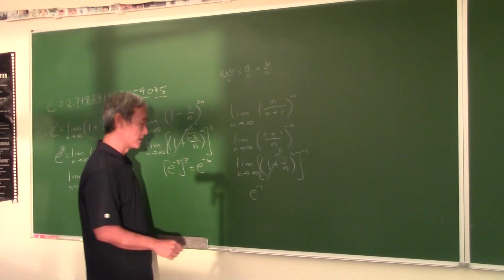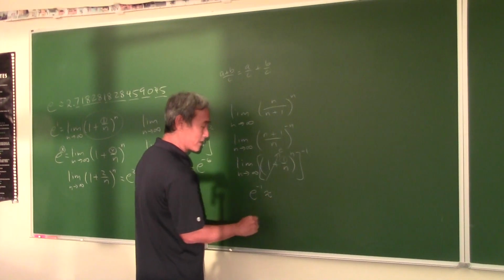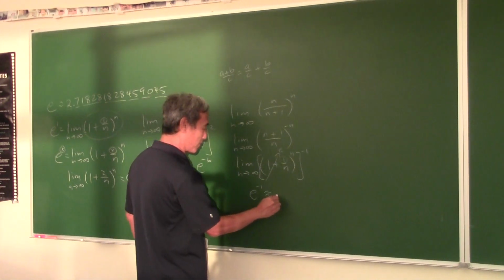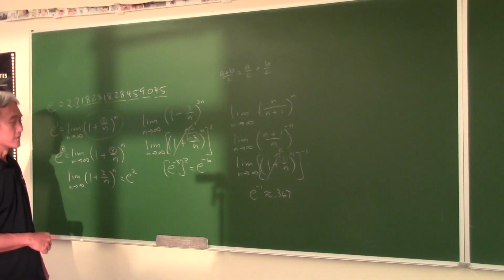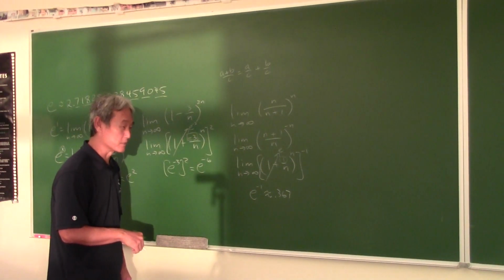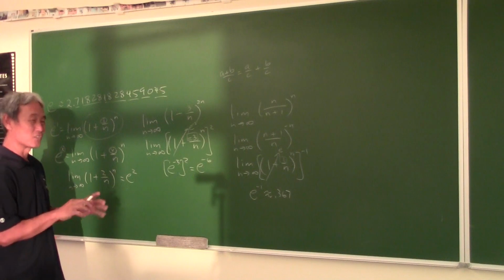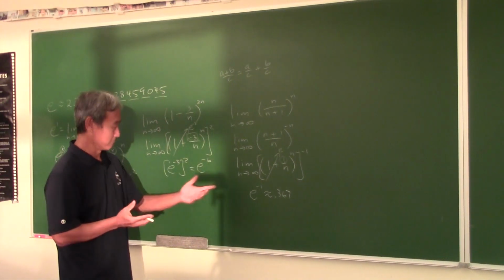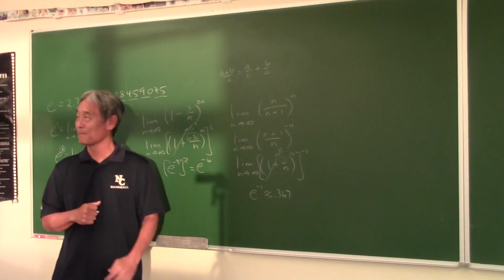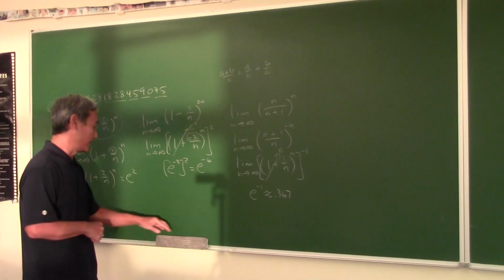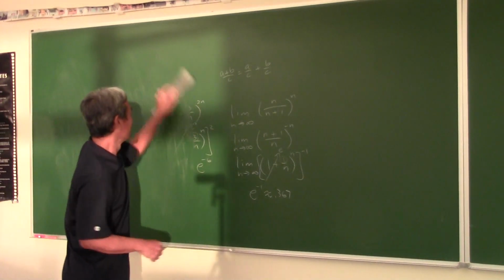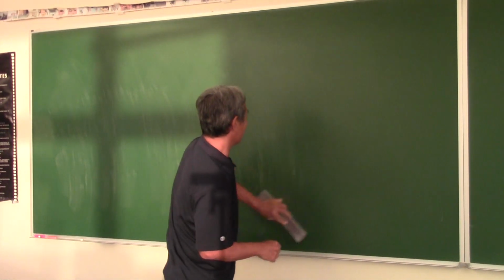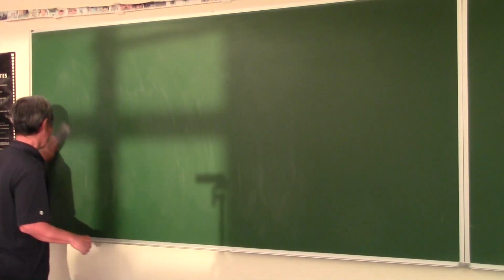And here's a little tidbit as well. e to the negative 1, 1 over e, is approximately 0.367. This is a number you might want to know, maybe for graphing purposes. There are certain numbers in math that you should know, and that's one of them. Okay, now that we know what the number e is, let's do some review of Algebra 2.